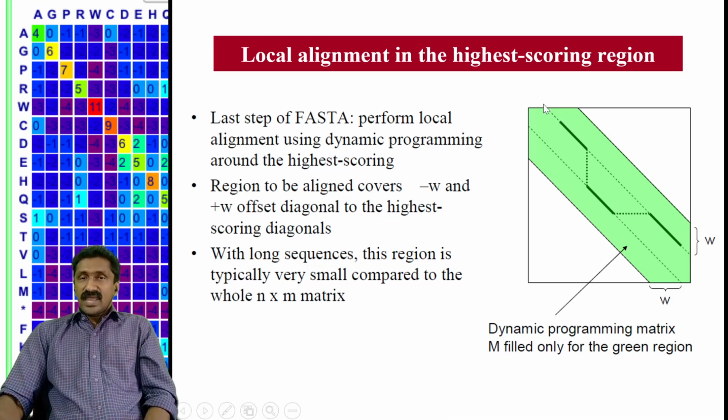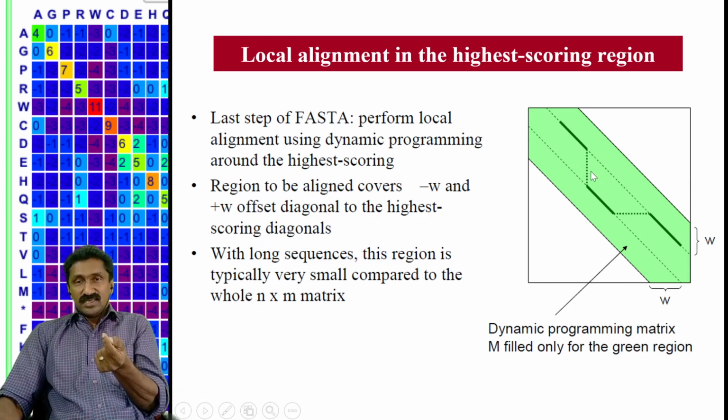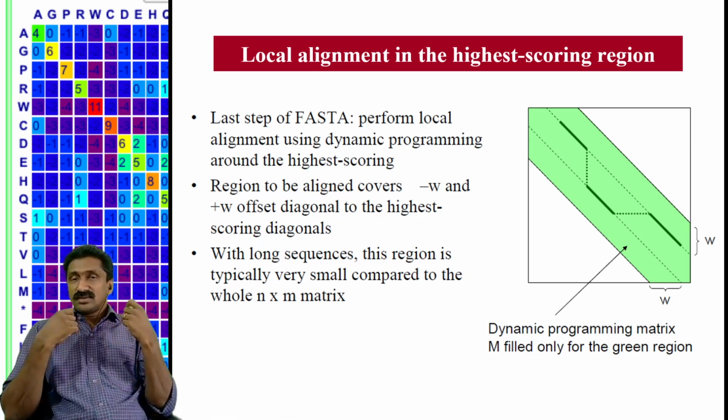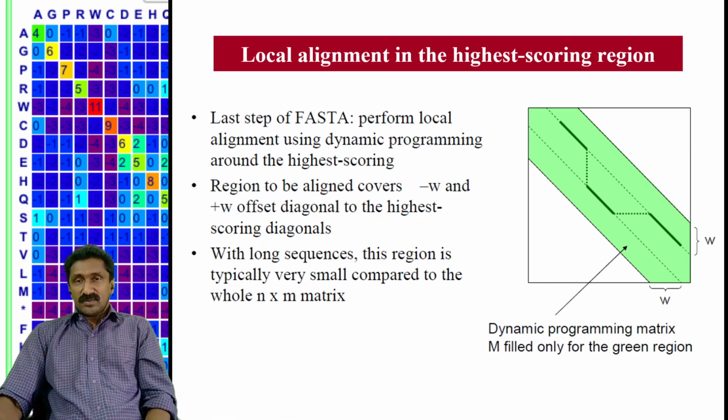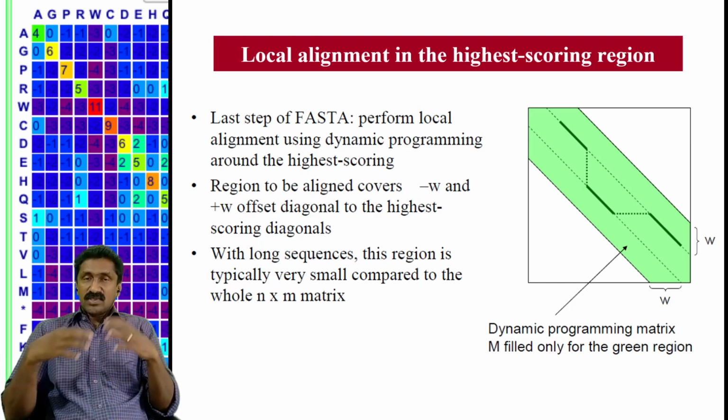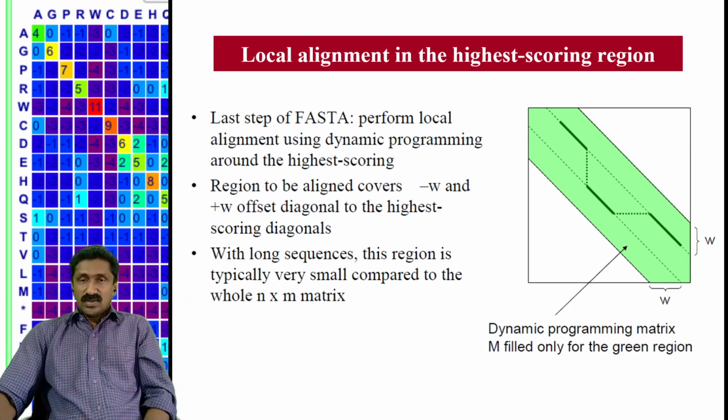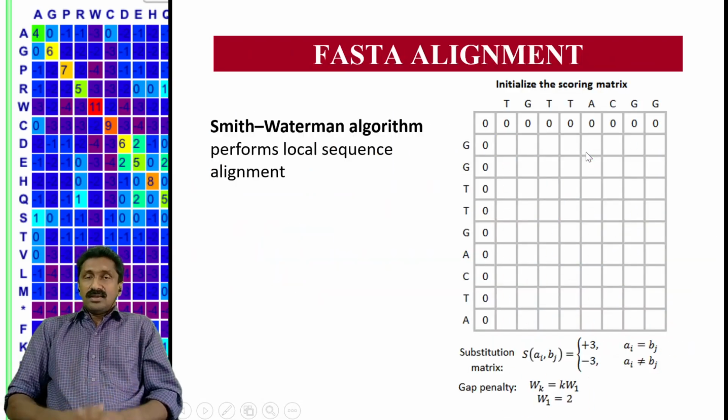For example, these diagonals were easily identified in the first step, and in the second step, these regions represent mismatches. The word is not matching here, maybe because a single letter change will be there. That change needs to be adjusted by inserting a gap using dynamic programming. So instead of performing dynamic programming throughout the entire matrix, it can be performed in this particular region only, and that reduces the computational power requirement.